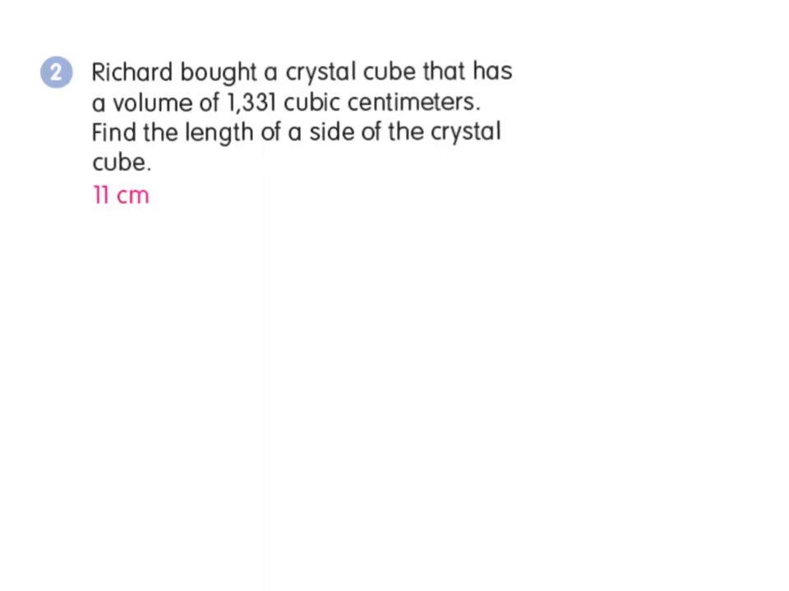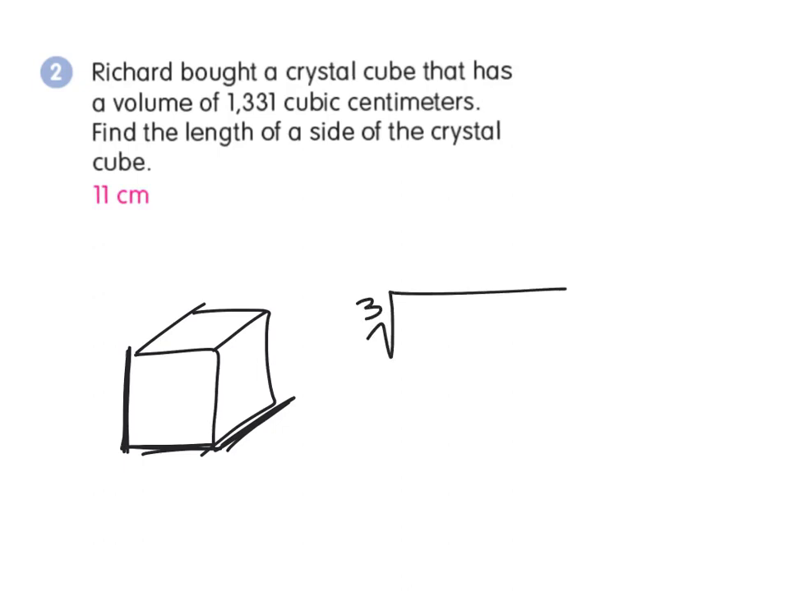All right, here's the answer, 11 centimeters. Here's how we can solve this problem to get the answer. Richard bought a crystal cube that has a volume of 1,331 cubic centimeters. Find the length of a side. A cube is a 3-dimensional square. And if it has a volume, that means that it's this side times this side times this side. So we will need to take the cube root of 1,331 in our calculator. When you take the cube root in your calculator, the answer is 11 centimeters.